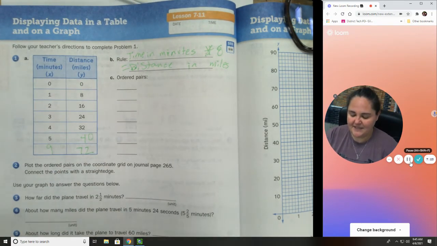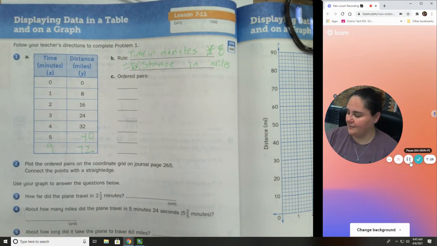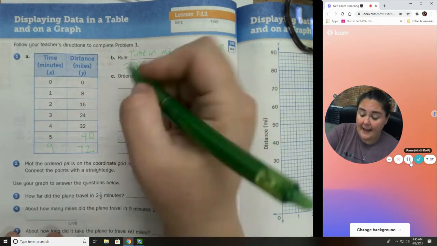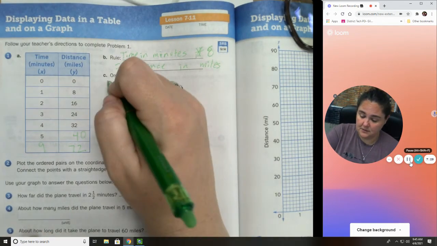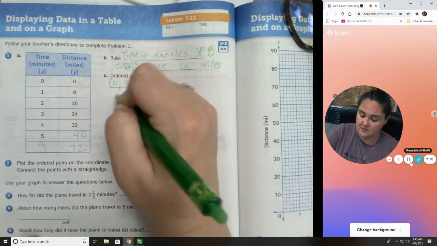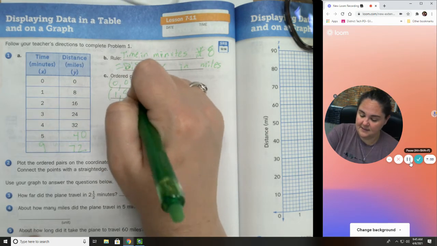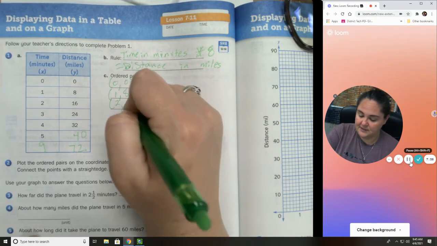Awesome. Number 2, it says plot the ordered pairs on the coordinate grid on page 265. So I have to write my ordered pairs. 0, 0, 1, 8, 2, 16.